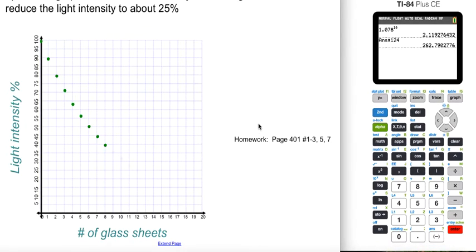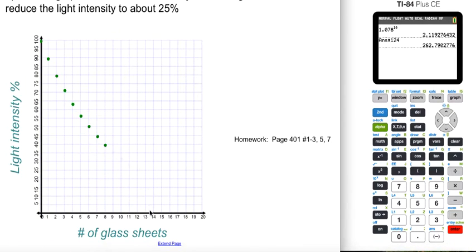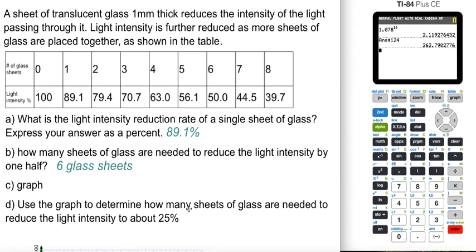Okay, so we've graphed it. And now use the graph to determine how many sheets of glass are needed to reduce the light intensity to about 25%. So we want to know when the light intensity will be 25%, which is along here. So we don't have the values for 9 sheets of glass or 10 sheets of glass yet. They weren't given to us.